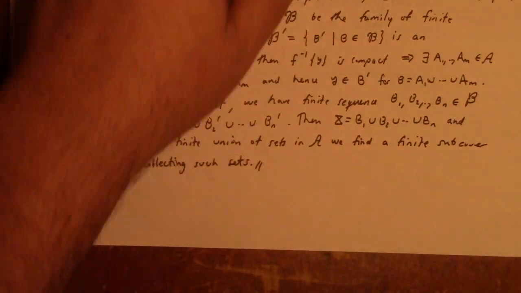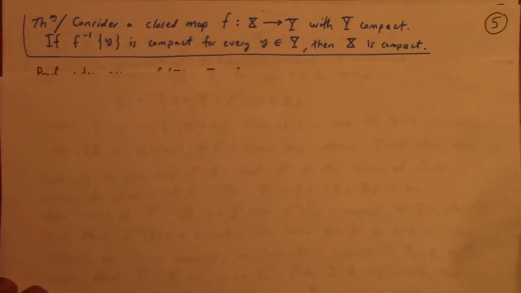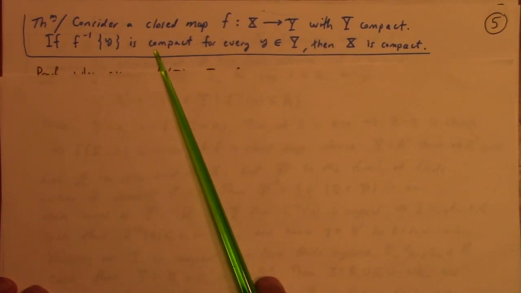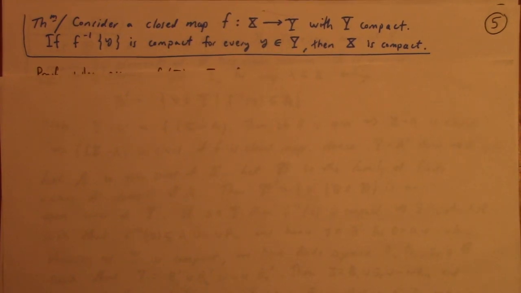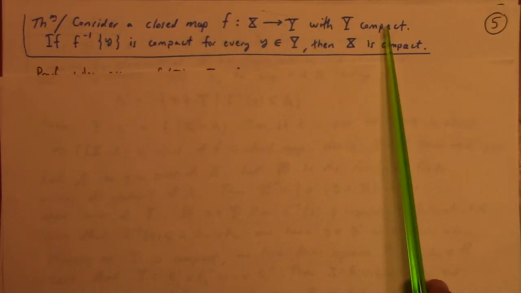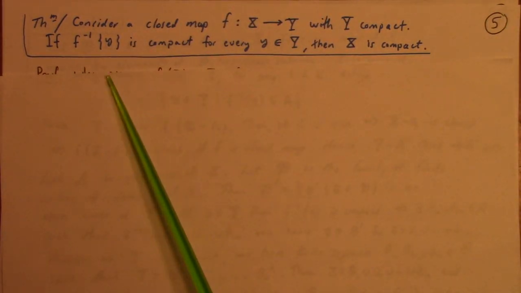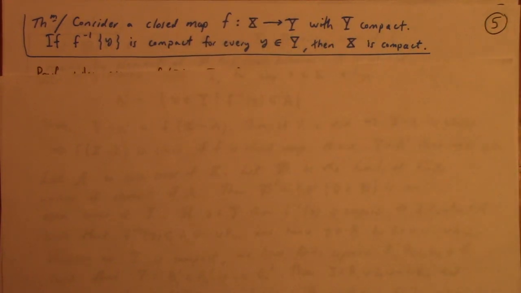Number 5, theorem. Consider a closed map with Y compact, and the image of every fiber is compact also. Then X is compact. All right, so if you're mapping to a compact space, and every fiber of your map is compact, then the domain must also be compact.